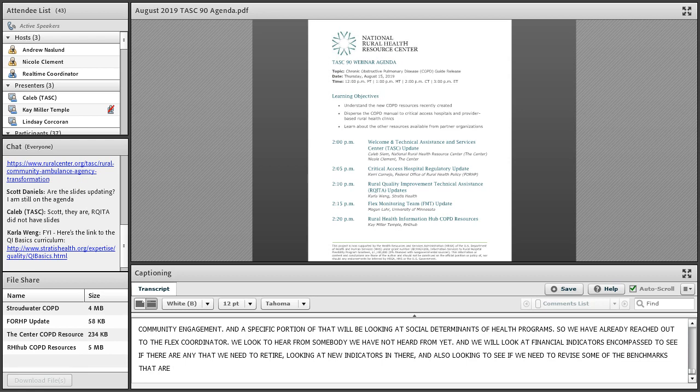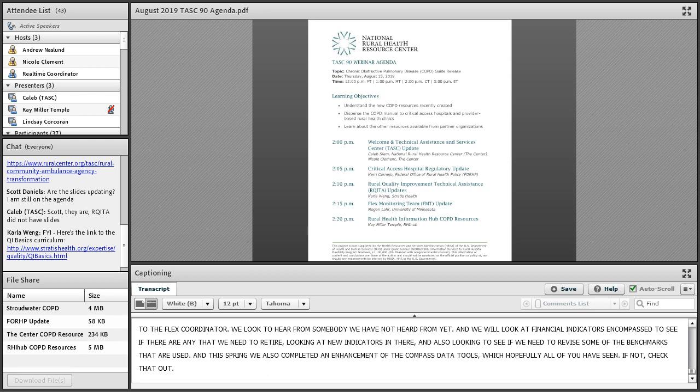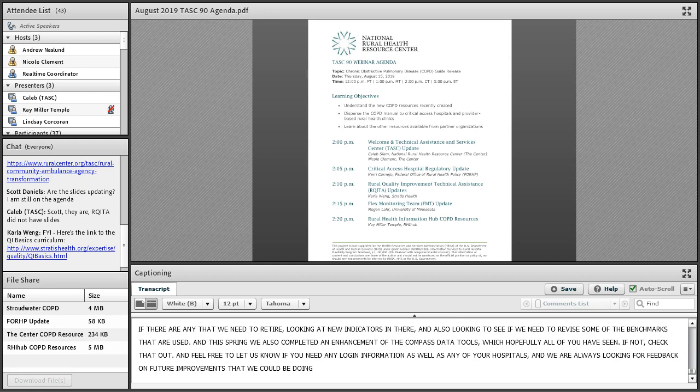And this spring we also completed an enhancement of our COMPASS data tool, which hopefully all of you have seen. If not, please check that out, and feel free to let us know if you need any login information as well as if any of your hospitals do. And we're always looking for feedback on future improvements that we could be doing on COMPASS, so feel free to reach out to us as well on that.